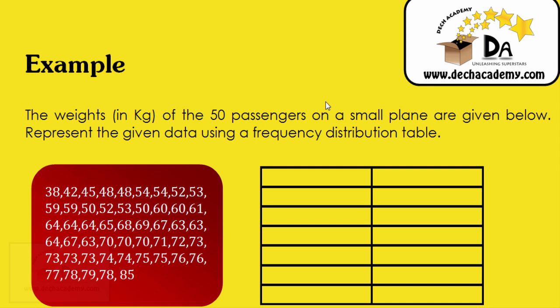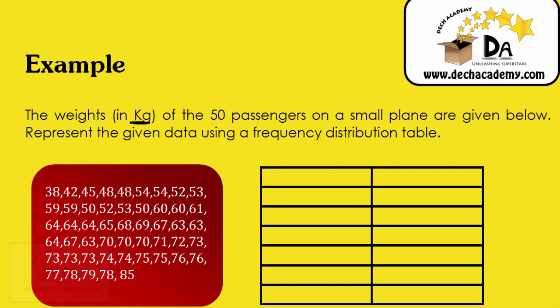So here's the first example on the topic of frequency distributions. It says the weight in kilograms of the 50 passengers on a small plane are given below. Represent the given data using a frequency distribution table. So we're given numbers here, all these numbers, 38, 42, 74, 78, tell us the weight of passengers on a certain small plane. We're given the data in this form, so we're just given numbers. And we're now asked to represent this data using a frequency distribution table.